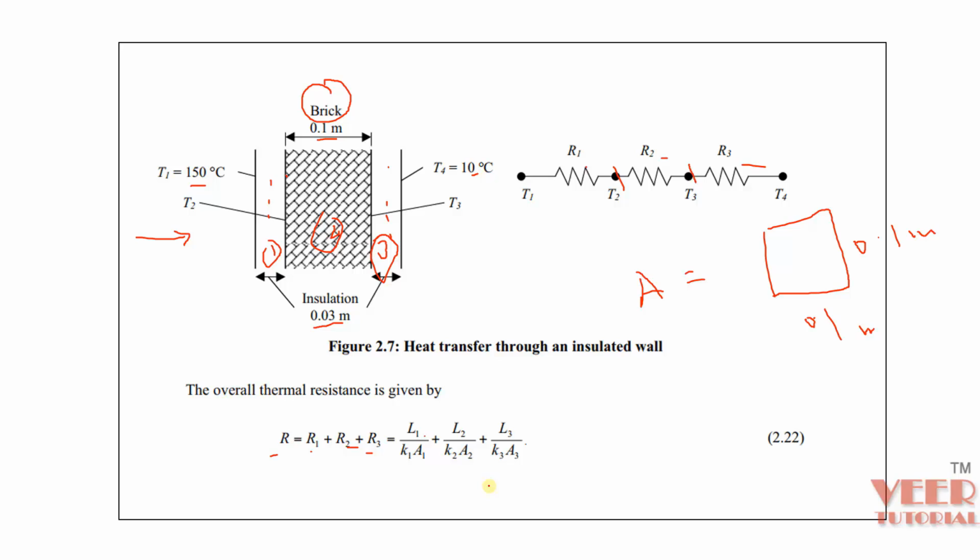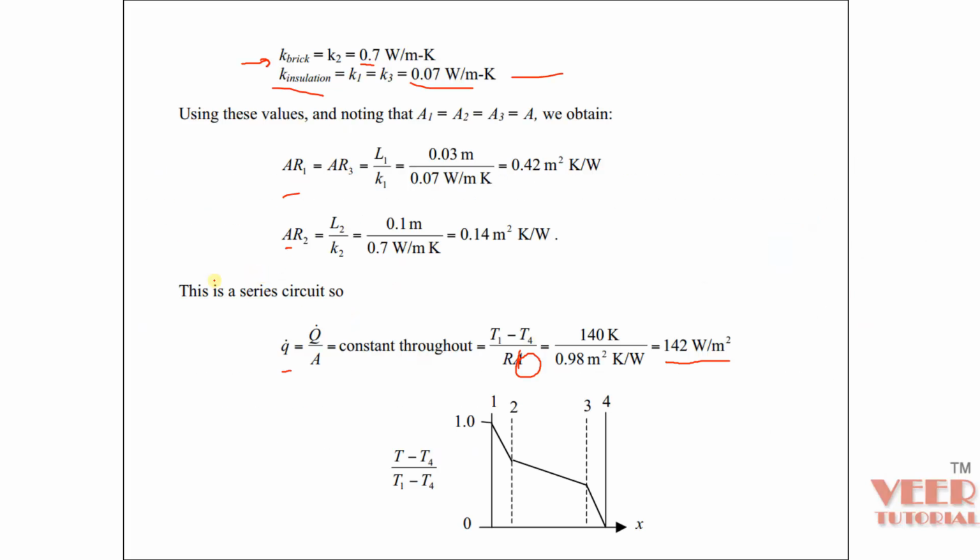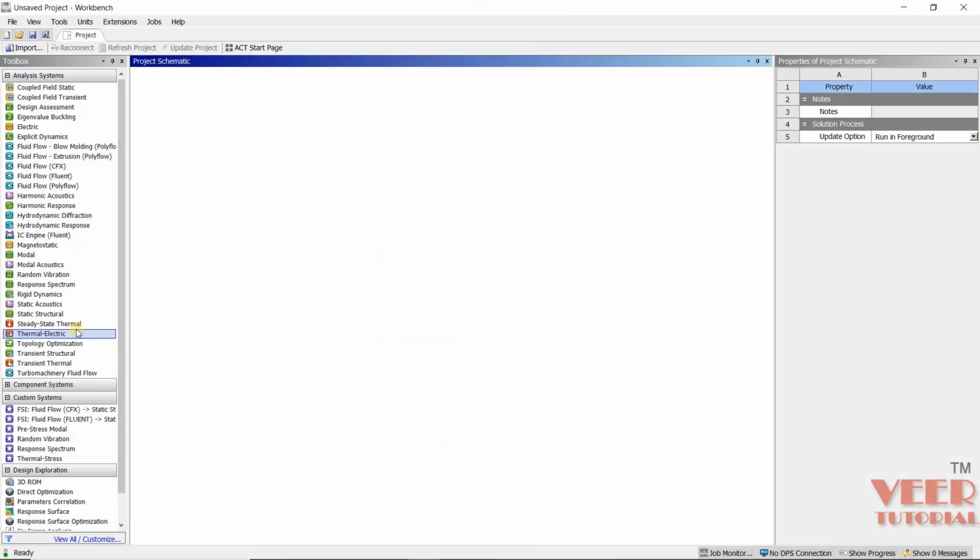Hello friends, in the previous lecture we were solving this problem. Okay, so now we have this brick wall and it is covered by insulation on both sides. So now let's go to Ansys and then solve this problem. We have the value of thermal conductivity here for the brick and insulation. So go to Ansys and then go to steady state thermal, pick and drag this.